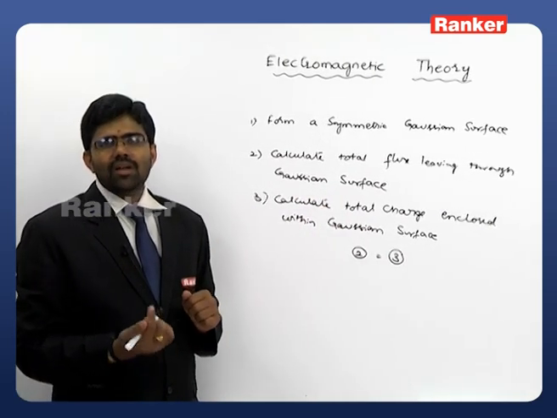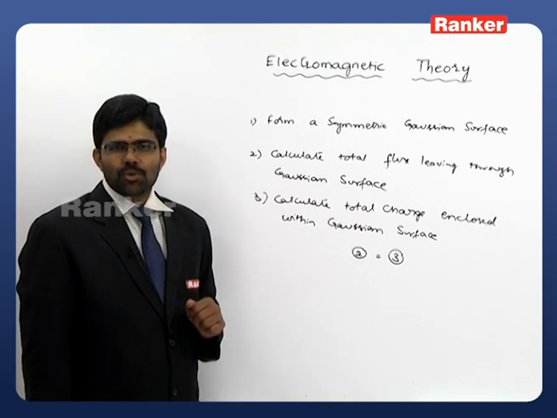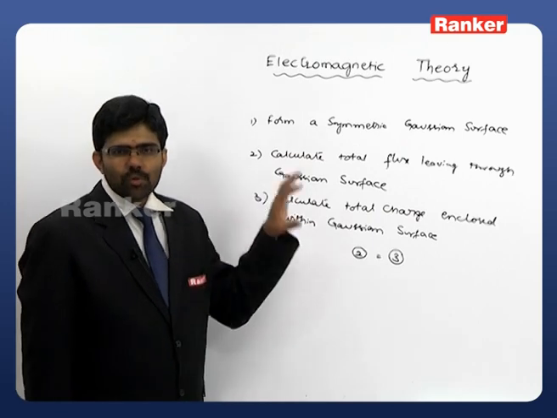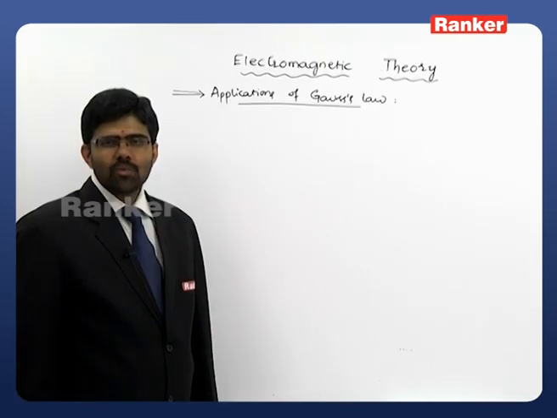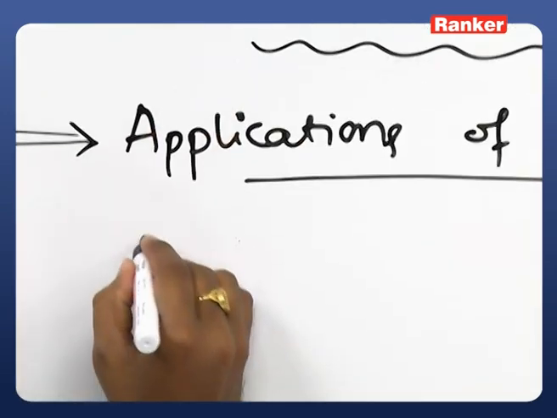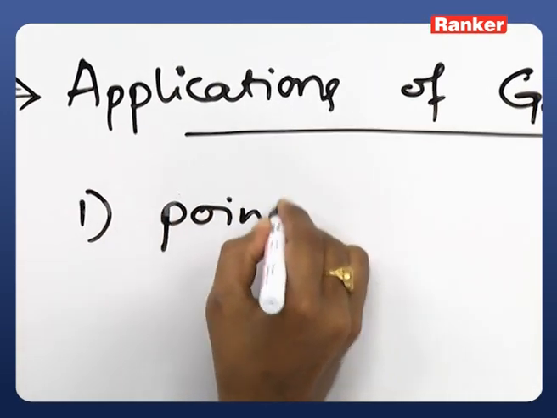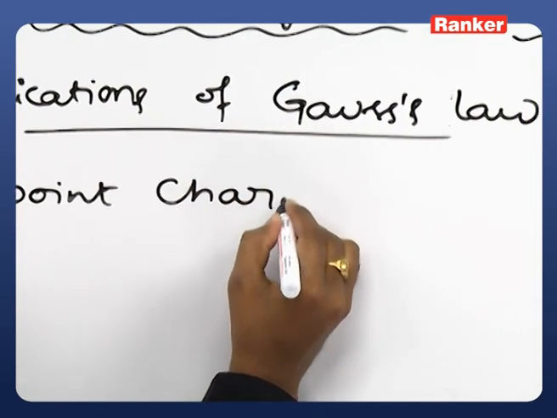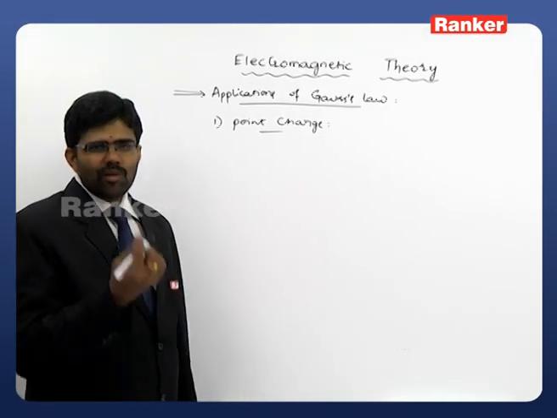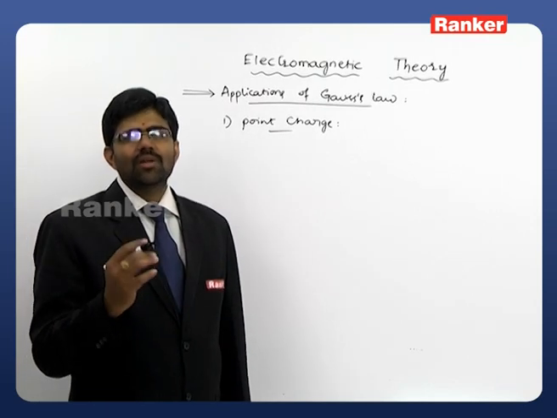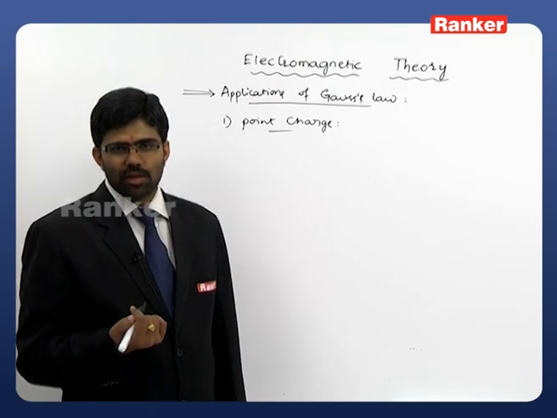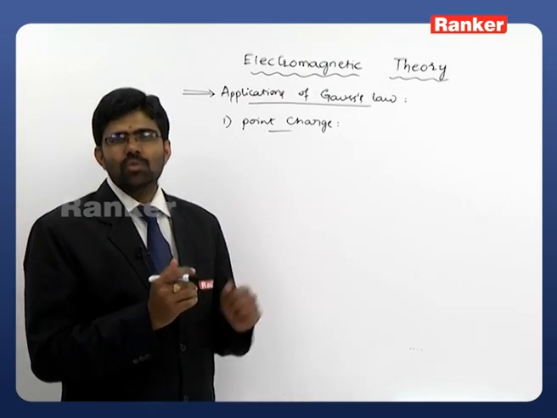Now we will apply our Gauss law for different types of charge distributions, starting from point charge to volume charge. So first we will discuss the point charge. Now we will start our application with point charge. Now let us consider we have a point charge. Because of that point charge, what will be the electric field intensity at a particular point in space? That's what we want. Already we discussed this in our Coulomb's law.